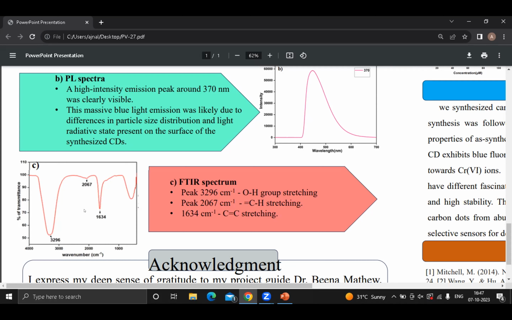As we can see, there is a peak at 3296 centimeter inverse. This corresponds to the stretching vibration of the OH group, and there is a peak at 2067 centimeter inverse and 1634 centimeter inverse. This one corresponds to double bond CH stretching, and this one corresponds to C double bond C stretching.